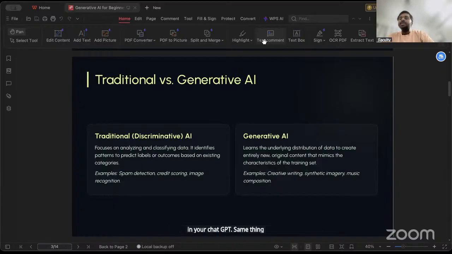Same thing it is doing in your Gemini also. Same thing it is doing for your Kimi as well. So a number of LLMs are available. You have to use them as per your requirement.